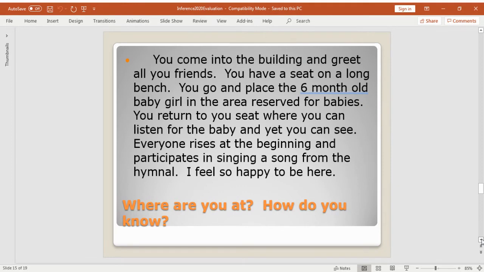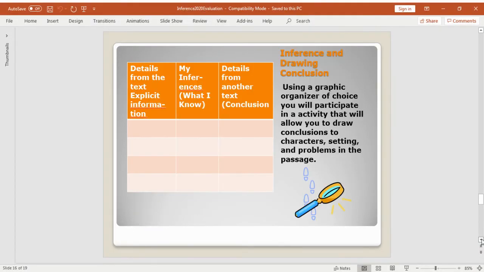Well, let's look for some clues. First of all, it says that they go to a long seat. Okay, let's put that in our mind. It also says that at the beginning, everyone rises to sing a song from a hymnal. So where could I be where I sing a song from a hymnal and it has a long seat? If you chose church or a mosque, you are correct. Great job.